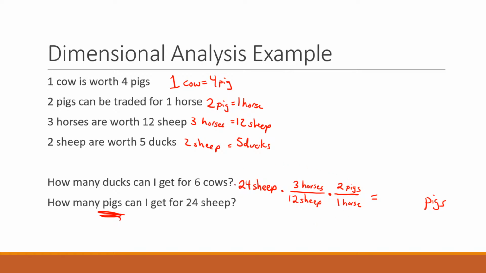Just like before, we're going to simplify out. I've got sheep on the top, sheep on the bottom. I've got horses on the top, horses on the bottom. I've got 12 and 24, which is going to reduce down to 2. And now my math is 2 times 3 times 2 divided by 1. So my math is 12 pigs, because pigs is the only unit I have left.